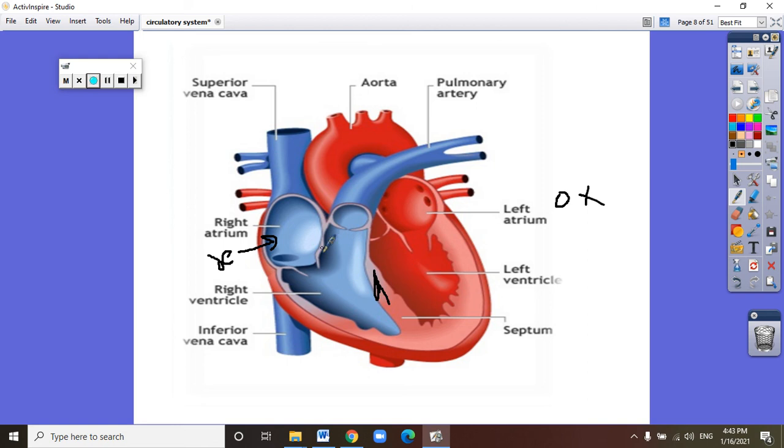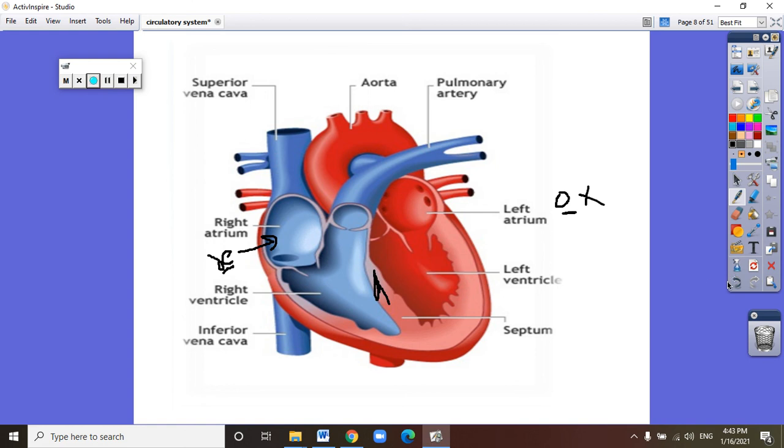Because the right side carries deoxygenated blood, and the left side of the heart carries oxygenated blood. If there is no wall separating the two sides from each other, the two types of blood would be mixed together. So, reason 4: there is a wall between the two sides of the heart to prevent the mixing of the blood in the two sides.